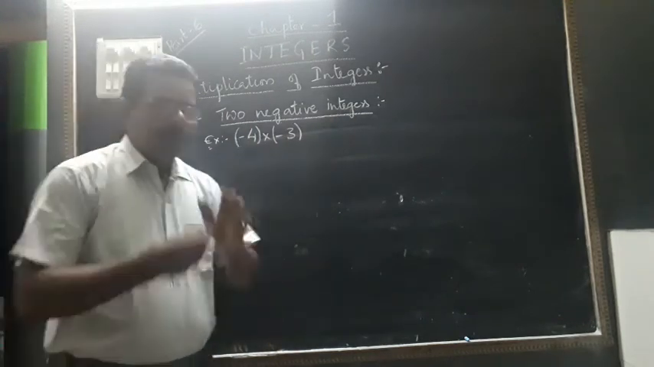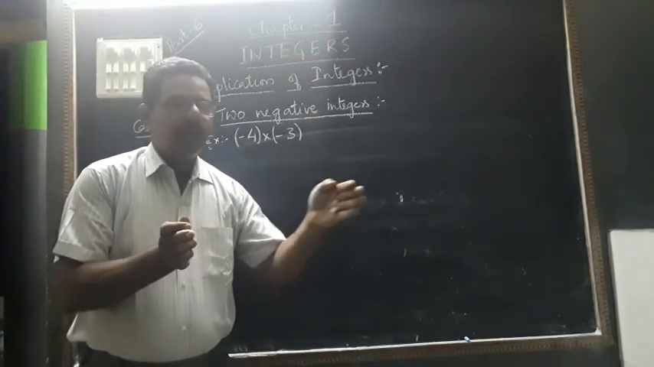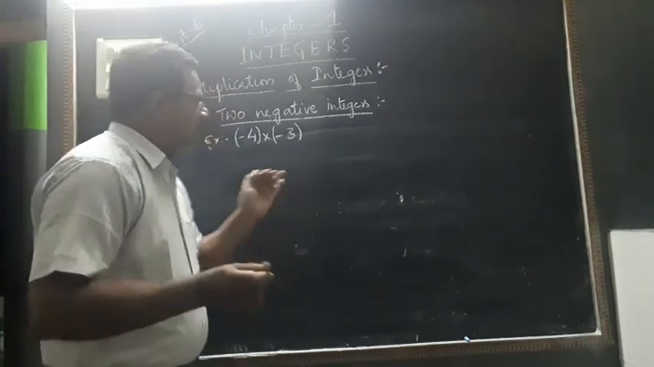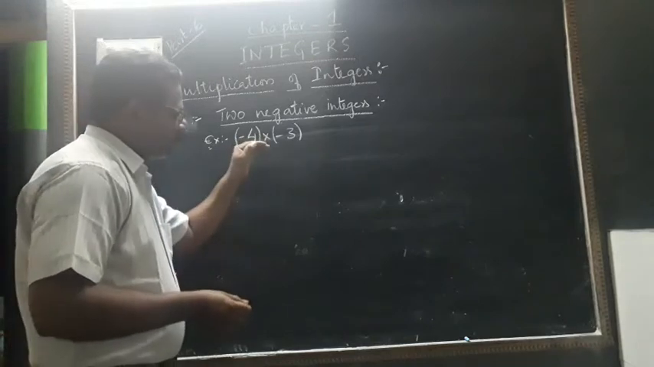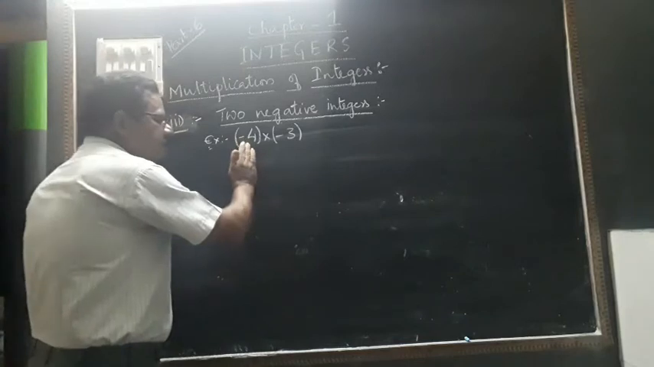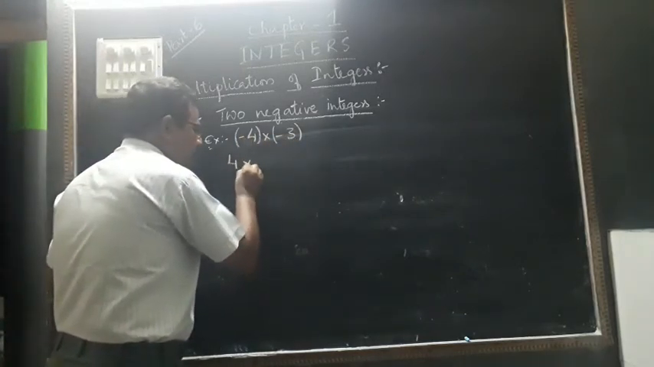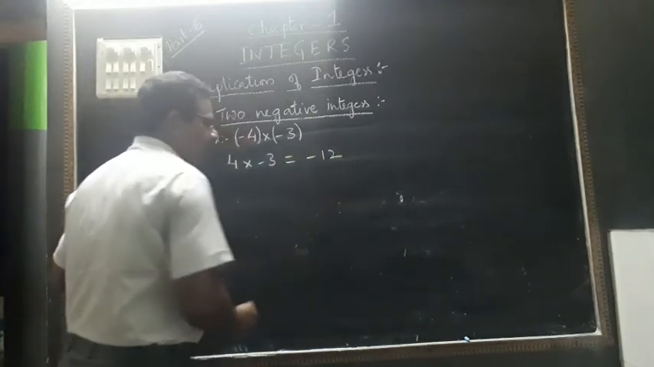Before that, we know the number line. The middle of the number line is 0, and on the left hand side all are negative numbers, on the right hand side all are positive numbers. So till now we completed one positive integer and one negative integer. From that we can write a pattern. Understand? So minus 4 into minus 3, you have to leave it for now. You just take 4 into minus 3 first. 4 into minus 3 is equal to minus 12.